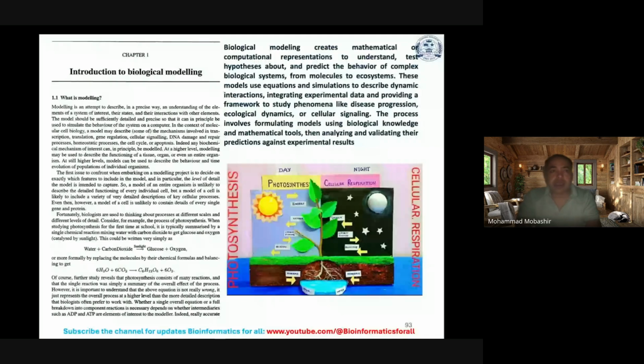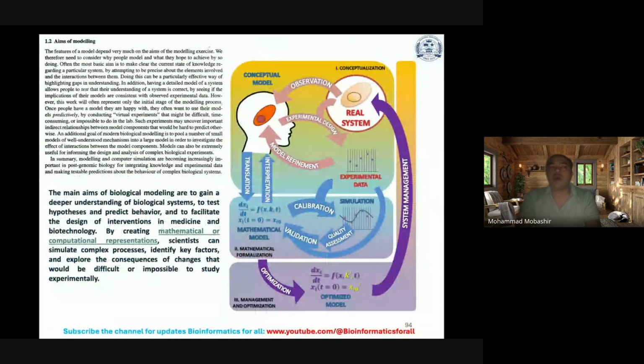So now it comes, what are the aims of modeling? In general, the main aims of mathematical modeling or biological modeling are to gain a deeper understanding of a biological system, to test the hypothesis, and finally to predict the behavior which you could expect from that particular biological system, to facilitate the design of interventions in medicine and biological advancement or biotechnology.